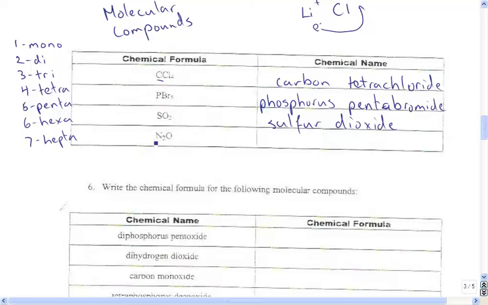I've got 2 nitrogens, so this would be dinitrogen, and 1 oxygen, so it's monoxide. And we're done.